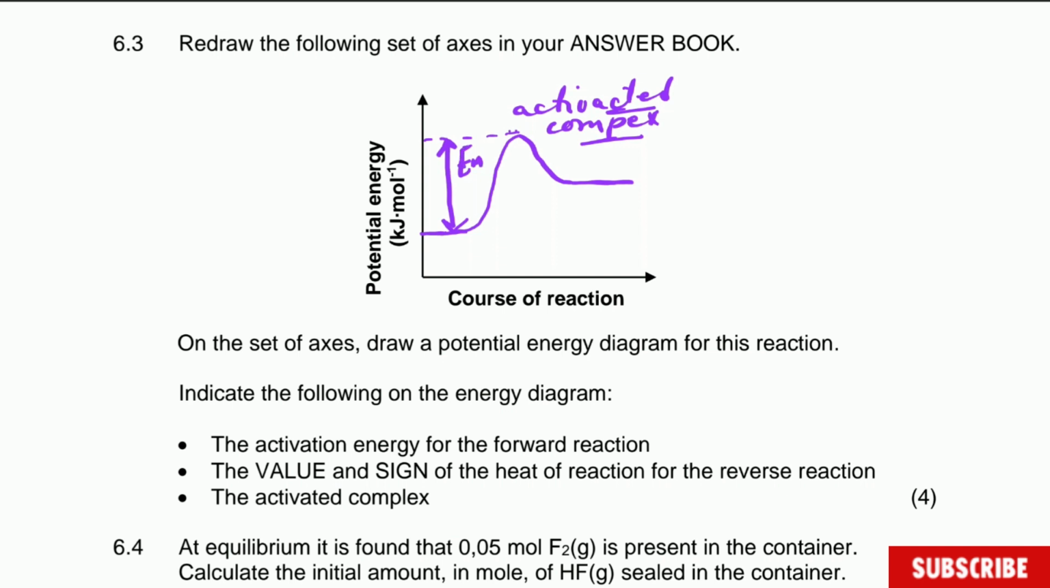Now the value and sign of the heat of the reaction for the reversible reaction. The change in enthalpy is going to be this one here, from reactants to product, but this is going to be the same as the other one in the opposite direction, and therefore this distance here is going to be the change in enthalpy, right? That is the change in enthalpy, the heat of the reaction, and that one is going to be equal to minus 542 kilojoules.